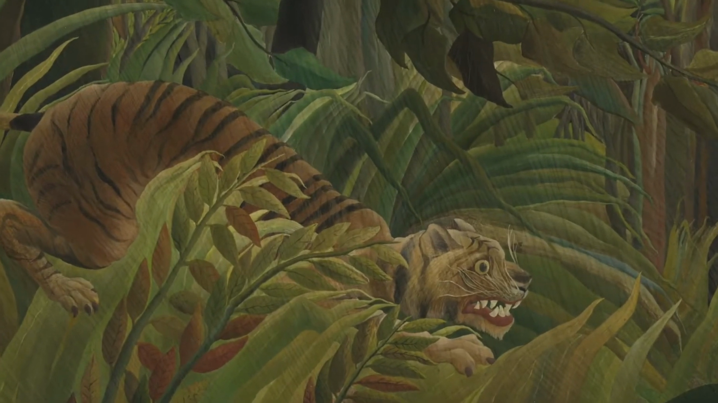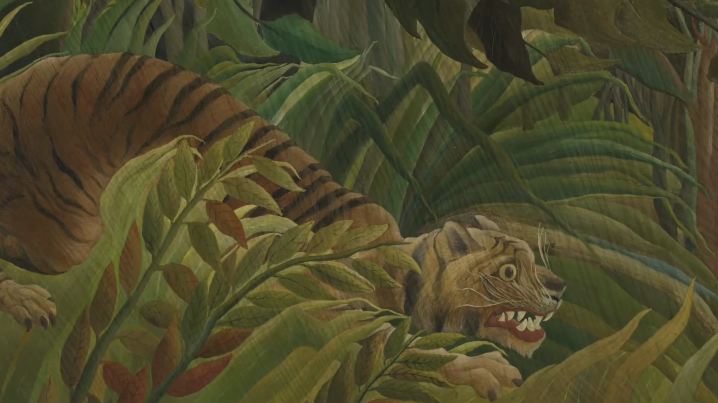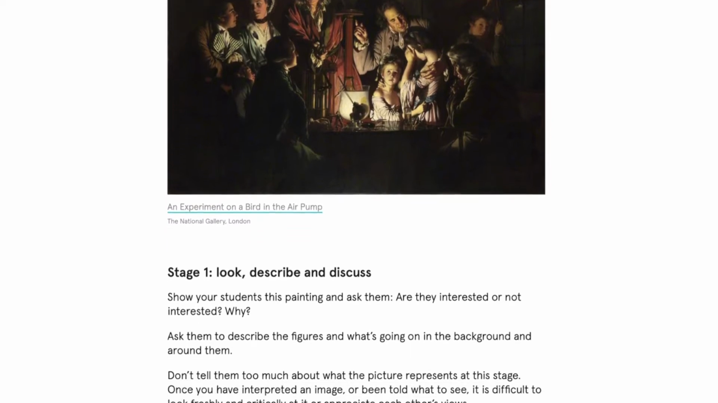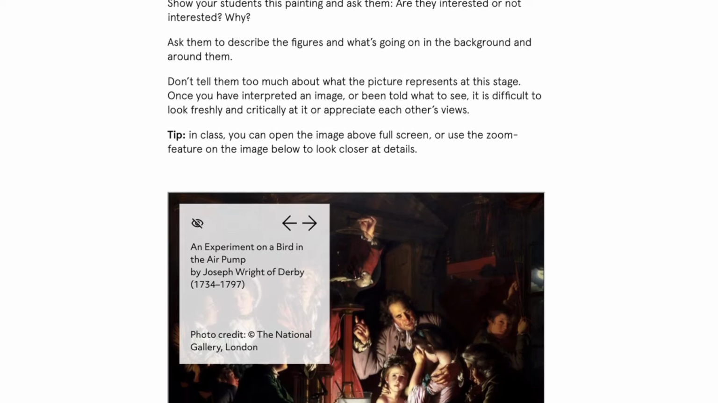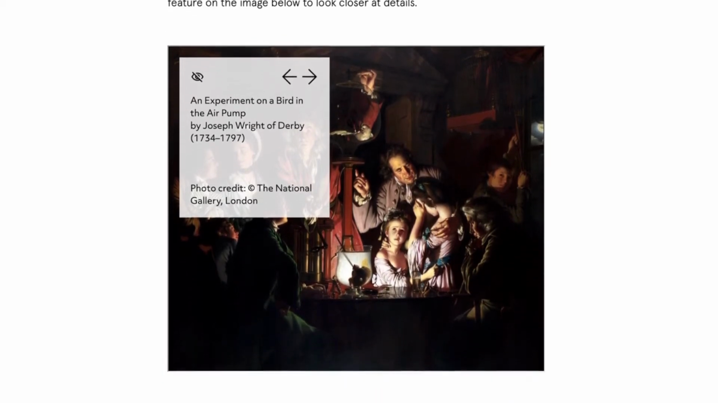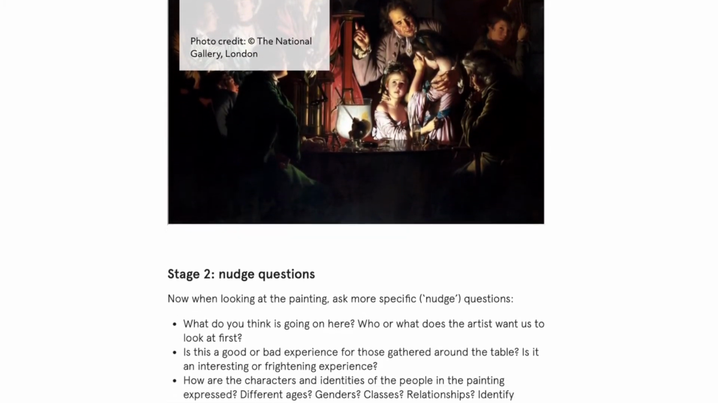Each suggested lesson plan is based around a key artwork and follows a series of signposted stages which gradually introduces the question methodology to your students, improving their and your visual literacy skills and confidence in analysing images. Let's look at a lesson and watch each stage unfold.